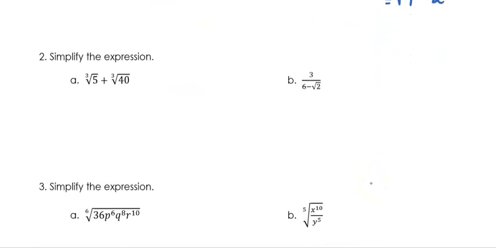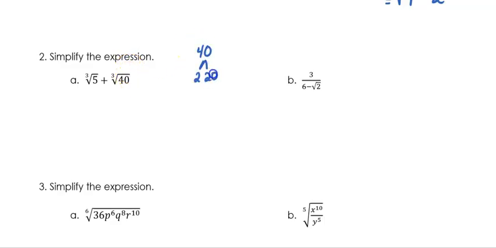All right. On 2a, we cannot currently add these because they're not like radicals. Yes, they're both in a cube root, but you can only add or subtract if they're the same root, but also the same number inside the radical. So we need to break down the 40. So I'm going to break down 40.